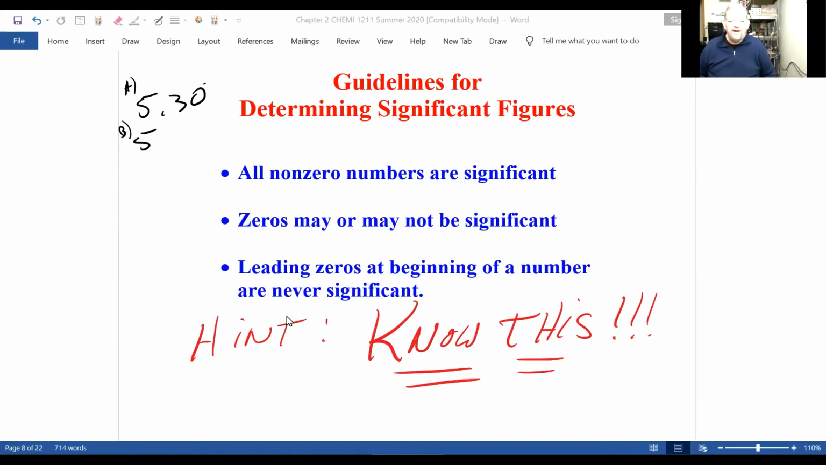Now, lead zeros at the beginning of the number are never significant. Let's put an example up here, C. For this number, 0.00576, if I were to ask on tests, how many significant figures does this have? Well, all non-zero numbers are significant. 1, 2, 3. Lead zeros, those in front of a number, are never significant. So those are not. So the answer would be this has 3 significant figures. So leading zeros at the beginning of a number are never significant. All non-zero numbers are significant.